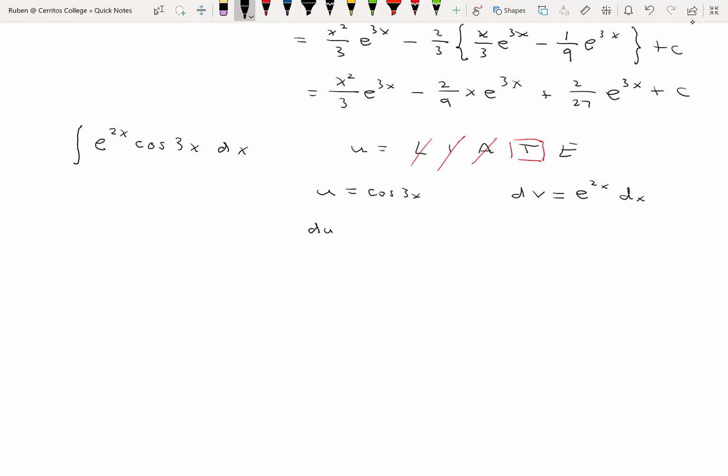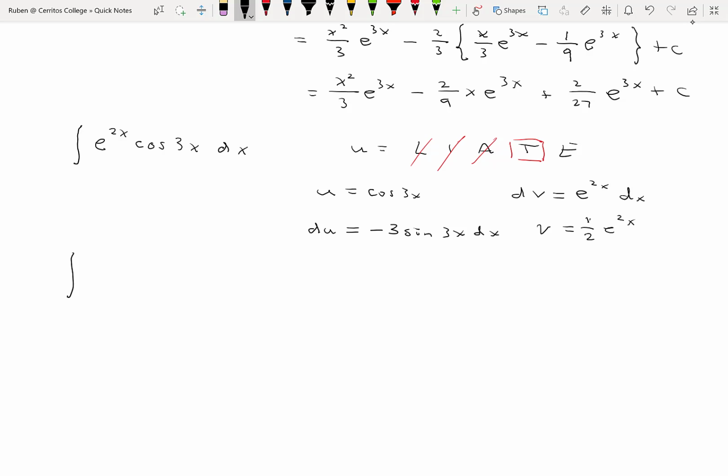Okay. The differential of cosine is minus sine. So by the chain rule, du is minus 3 sine 3x dx. Don't forget the extra 3 from the chain rule. The integral of e to the 2x is, let's see if you got it by now. What's the integral of e to the 2x? Well, it's going to have e to the 2x. Is it going to have times 2 or divided by 2? It's divided by 2, so v is 1/2 e to the 2x.